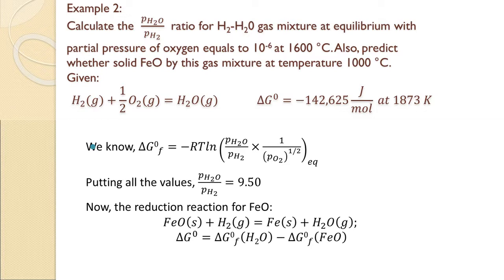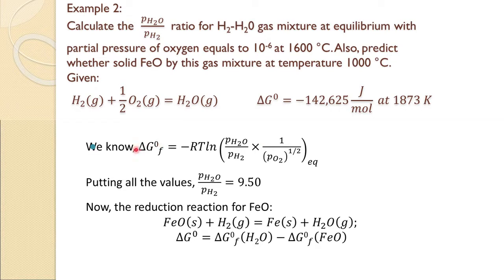So this is given, the reaction, hydrogen reacting with the oxygen is giving you water, all are gaseous, and the free energy data is given for that at 1600°C, so 1873 Kelvin. As you know, from the free energy, the equilibrium constant of this would be pH2O divided by pH2 and into PO2 to the power half, that is K.